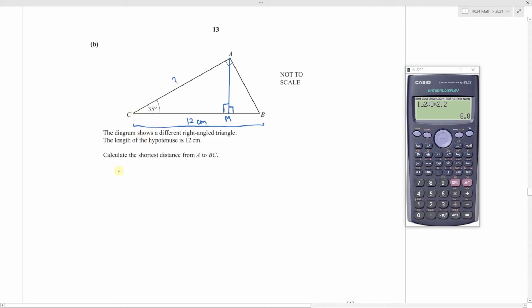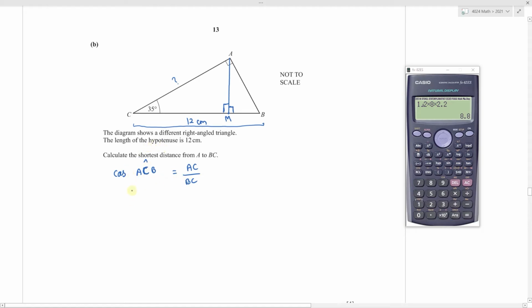So to calculate AC, cos of angle ACB. So this would be the base with respect to this angle, and this is the hypotenuse. So cos of this angle is AC over BC. I'm looking at triangle ABC while doing this.